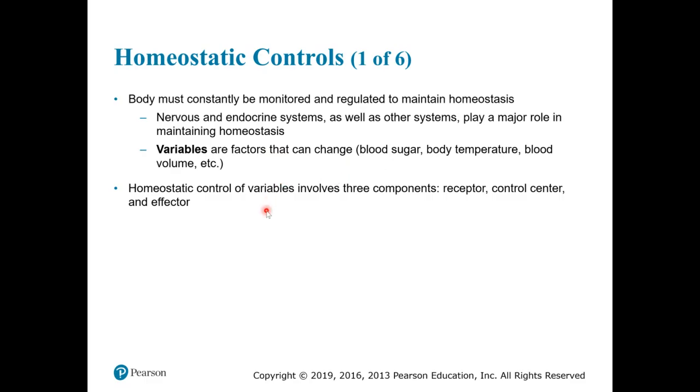And in order to maintain homeostatic control, it involves three components. Now think about the thermostat in your home and the temperature control of your living environment. It involves a receptor, a control center, and an effector. I'm going to go over each one of those. But the receptor detects what's going on. The receptor is like the thermometer inside the thermostat. It tells the rest of the thermostat what the temperature is in your home.